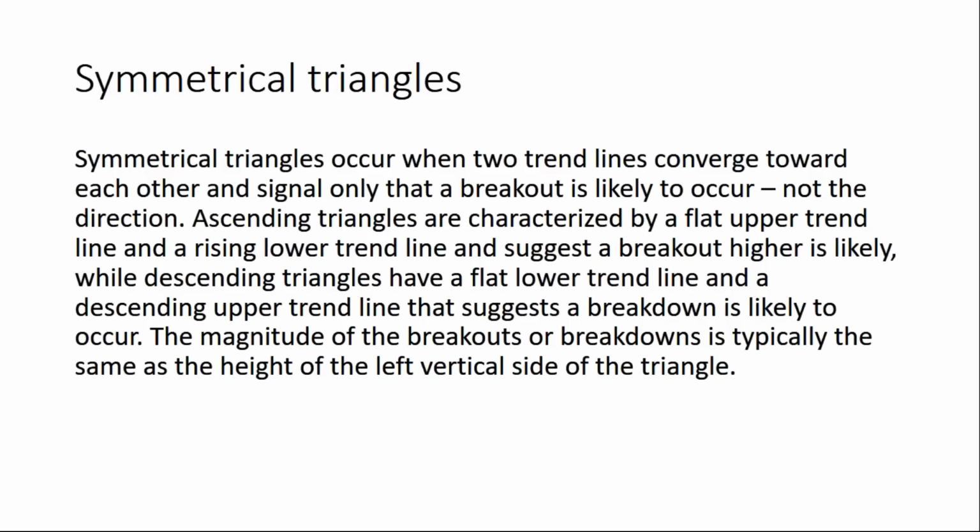Okay, symmetrical triangles occur when two trend lines converge towards each other and signal only that a breakout is likely to occur. Now remember, a breakout can be a breakout as a confirmation, or it can be a breakout as a reversal. And so they don't tell you what the direction will be. You'll know the point where you should see it because you'll see everything getting congested into that triangle. Ascending triangles are characterized by flat upper trend lines and rising lower trend lines.